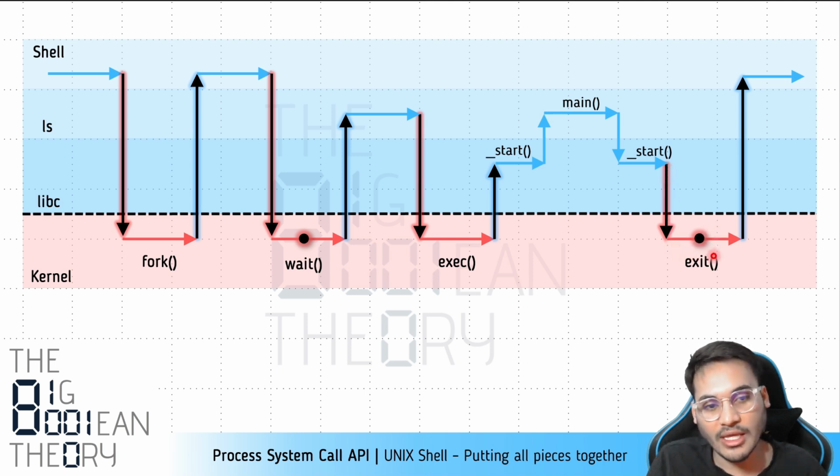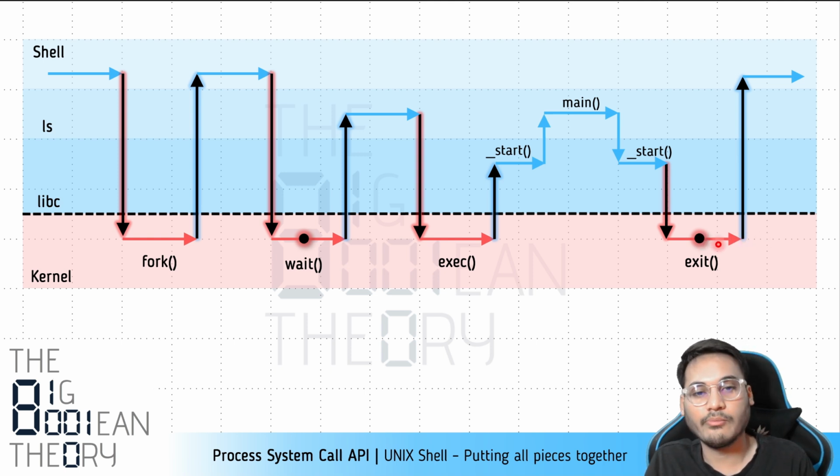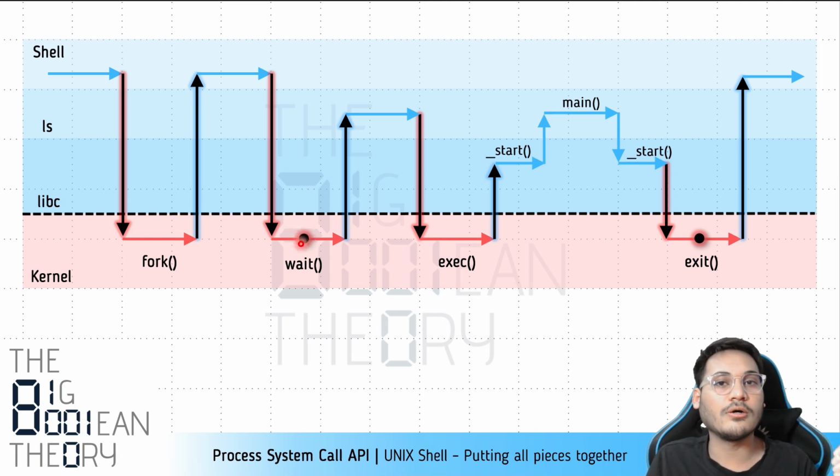And now here we again have a switch. Since the ls process is done, we have to go back to some other process, and we assume that we're going back to the shell process, right? Let's go back to where the shell process was. The shell process called the wait system call, and at this point it got switched out. It gave up the control of the CPU.